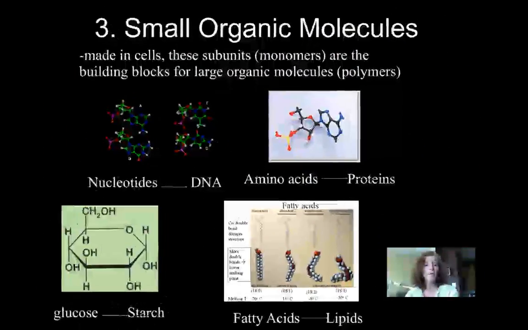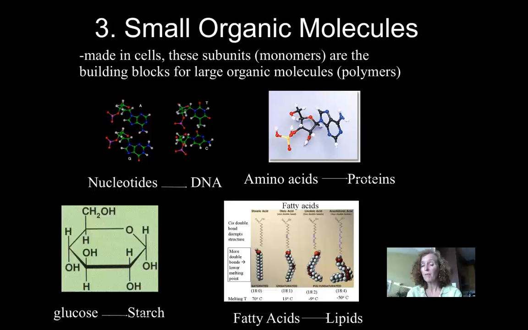And if you look even smaller, the subunits that make those up, which are monomers for the most part, are going to be your nucleotides, which make up DNA, amino acids make up proteins, glucose makes up starch, and the fatty acids make up lipids. And so these are the little beads on a chain that make up the larger molecule. So if a necklace is a polymer, the pearls would be like the monomers.